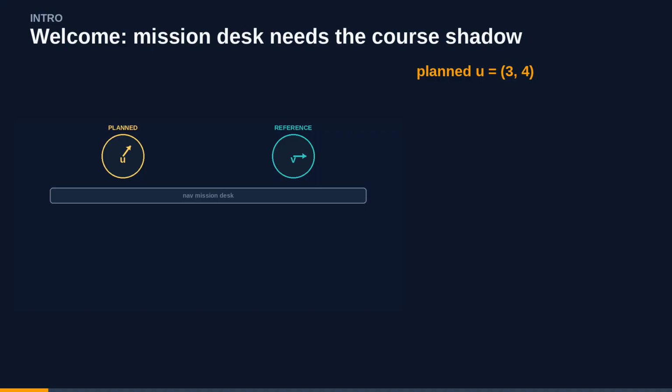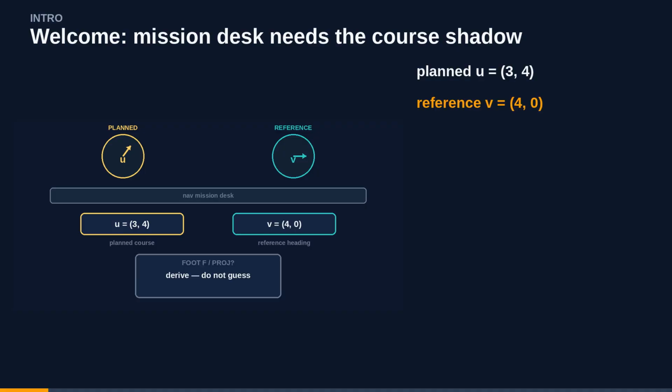Welcome. Today, a nav mission desk is stuck on one question. Where is the course shadow of the planned heading along the reference heading? The planned course is already written as U equals 3, 4. The reference heading is V equals 4, 0. Both sit on the same desk as needles. What is missing is the foot of that shadow, call it F, and the leftover offset from F up to the tip of U by the end. You will derive F with the projection formula that works in any dimension, not by guessing 3, 0 from a sketch.